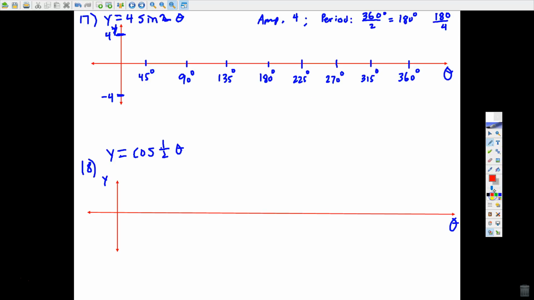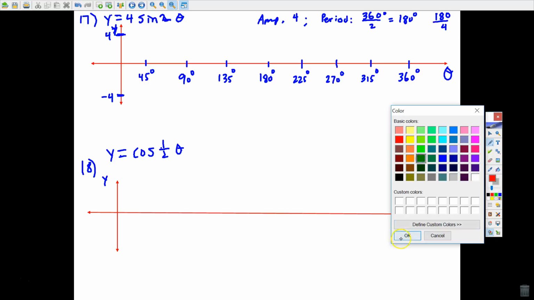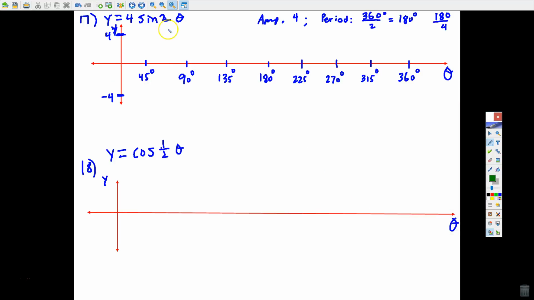And so my sine graph is going to look like this. If you start with 0, you input 0 for theta. Sine 0 is 0. 2 times 0 is 0. And so we end up with a y-coordinate of 0. Okay? If we let theta be 45, then it's like saying sine 90. 2 times 45. Sine 90 is 1, and 1 times 4 is 4.